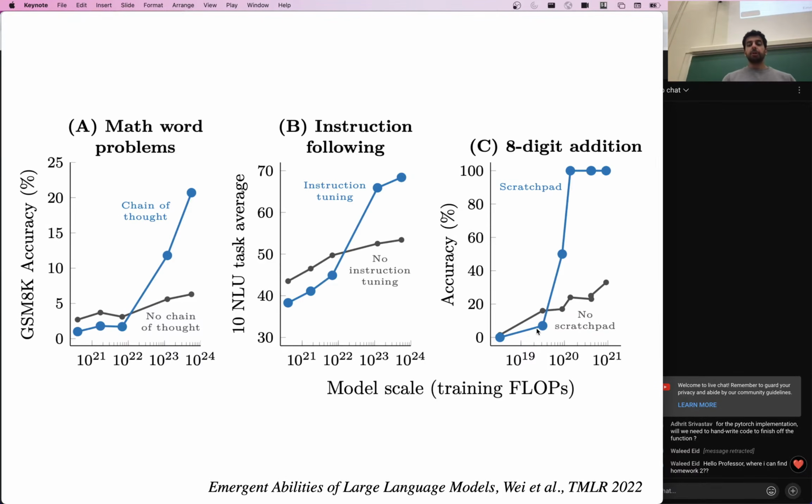And finally, probably the most striking thing is on 8-digit addition. Scratchpad is a method that's kind of similar to chain of thought prompting, and you see that as soon as you get to some number of flops, the performance goes from basically 0 to 100, indicating that this ability to do addition via chain of thought prompting does not exist in smaller models, but we see it in scaled up models.